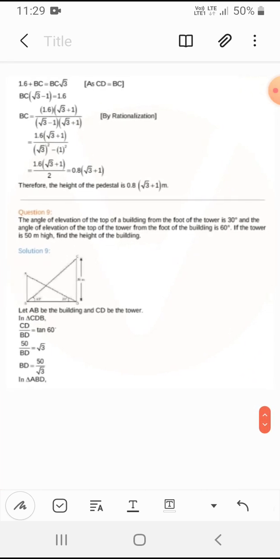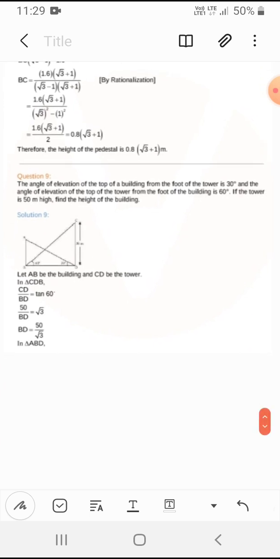So this is the next question. The angle of elevation of the top of the building from the foot of the tower is 30 degrees. The angle of elevation of the top of the tower from the top of the building is 60 degrees. So if one tower is 50 meters high, then we have to find that.